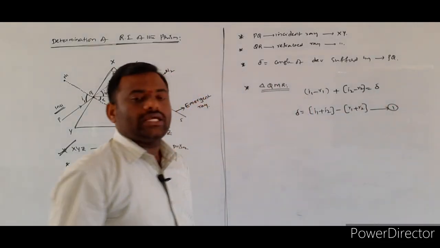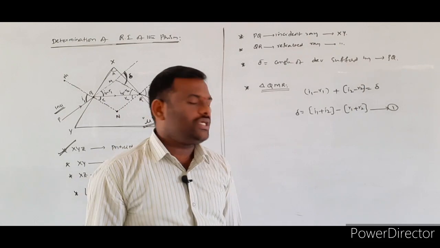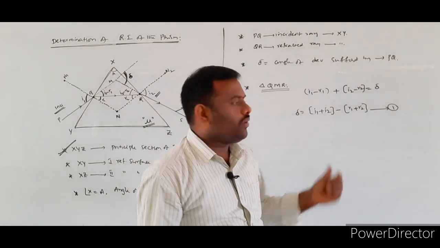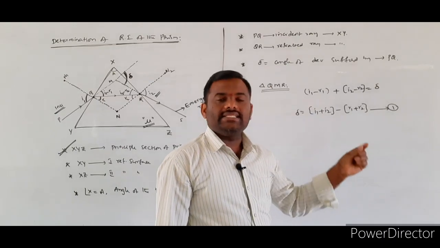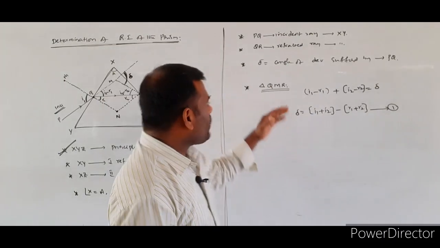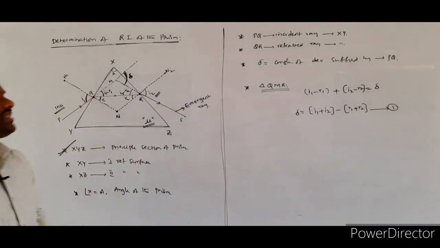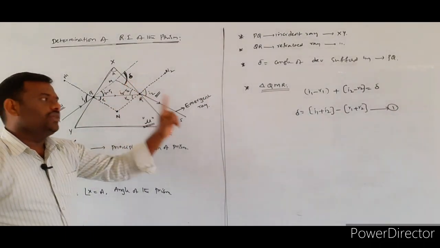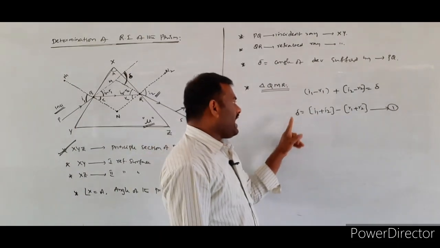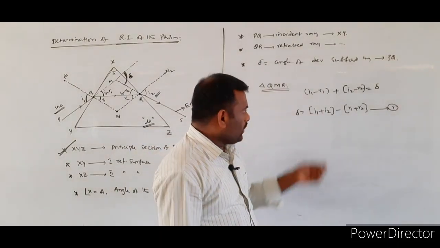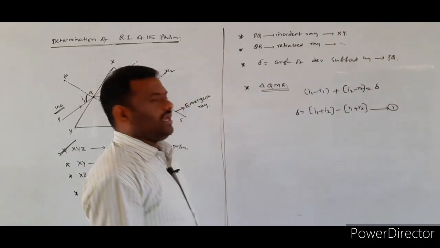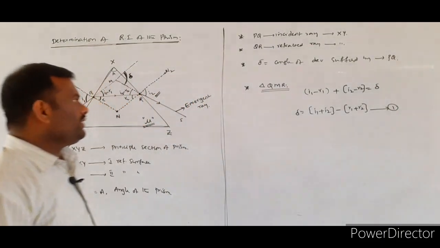So from the triangle QMR, I consider the sum of the interior angles equal to the exterior angle. I1 minus R1 and I2 minus R2 are the interior angles, and delta is the exterior angle. So I got the expression for the angle of deviation: delta is equal to I1 plus I2 minus R1 plus R2. That is the first equation, from the triangle QMR.